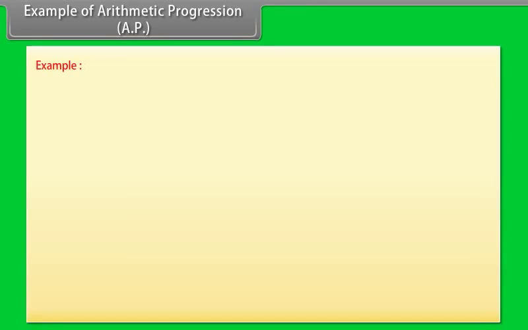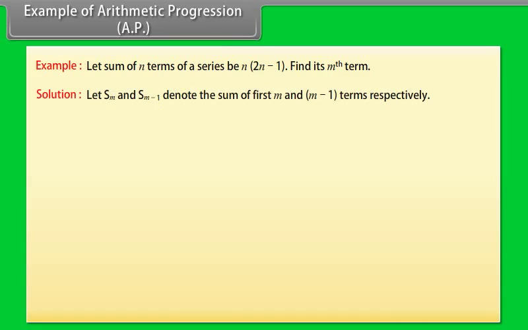Example of arithmetic progression, AP. Example: let the sum of n terms of a series be n into 2n minus 1. Find its mth term. Solution: let Sm and Sm minus 1 denote the sum of the first m and m minus 1 terms respectively. Sm is equal to T1 plus T2 plus T3 up to Tm minus 1 plus Tm. Sm minus 1 is equal to T1 plus T2 plus T3 up to Tm minus 1.